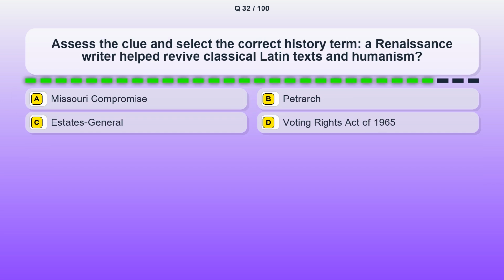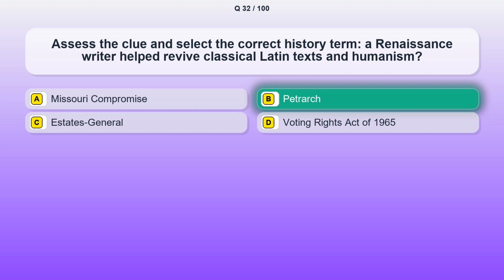Question 32. Assess the clue and select a correct history term. A Renaissance writer helped revive classical Latin texts and humanism. Option A, Missouri Compromise. Option B, Petrarch. Option C, Estates-General. Option D, Voting Rights Act of 1965.